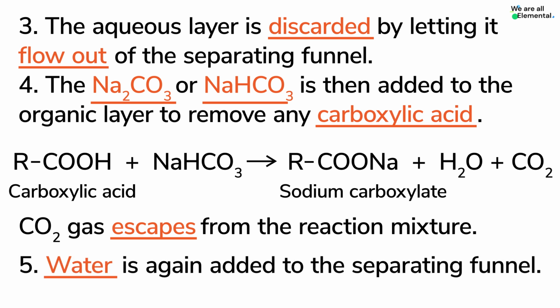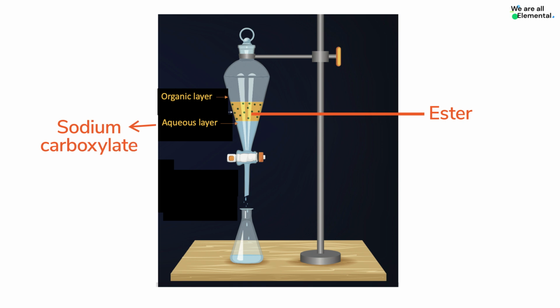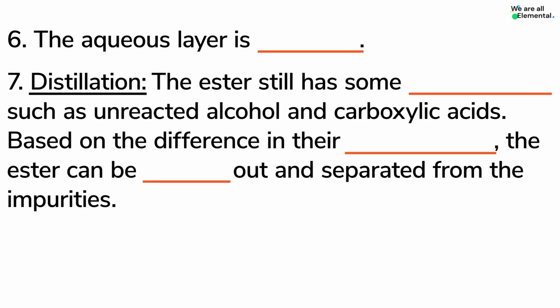Water is again added to the separating funnel, and again we have two layers. The upper layer has the ester, and the sodium carboxylate dissolves in the water, which is the lower aqueous layer, which is then discarded.